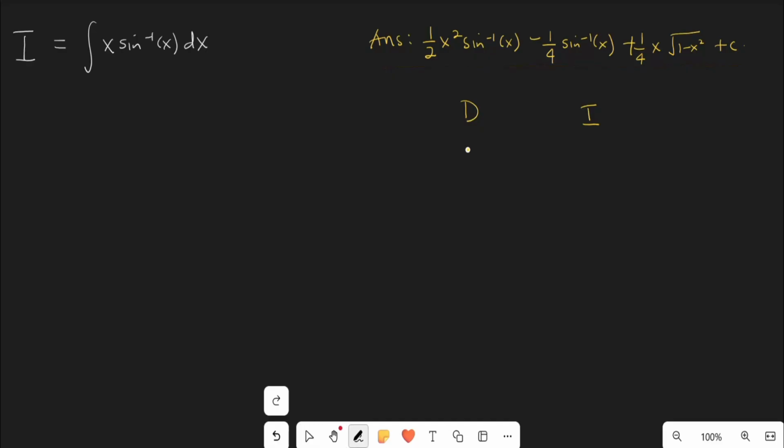So I'm going to differentiate the sine inverse of x because it's easier to differentiate that than integrating it. And then I am going to integrate x. And now differentiating the sine inverse of x, next one is going to be minus. This is going to be 1 all over the square root of 1 minus x squared. That is the differential of the sine inverse of x. And integrating x is going to be 1/2 x squared.